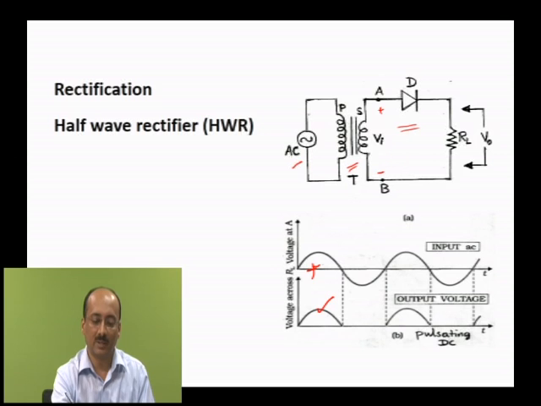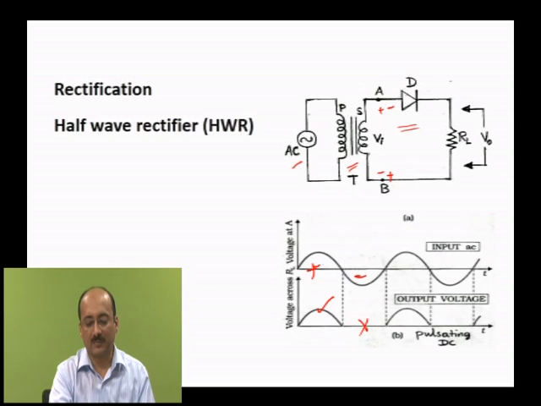Whereas during the negative half cycle of the input AC, this end B will become positive, and A will become negative. So you can see that the anode of the diode is given to the negative part. Therefore, the diode will be reverse biased and it will not conduct. If it doesn't conduct, no current will flow through the load resistance RL, and hence you will not realize any output voltage.